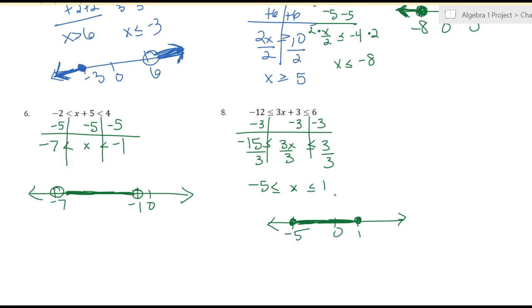Okay, so when solving these, if they're OR problems, remember to do the problems separately. If they're AND problems where there's two inequalities like this, you could draw the lines down and remember to do something to each position. So you have to do it to the left, the right, and the center.